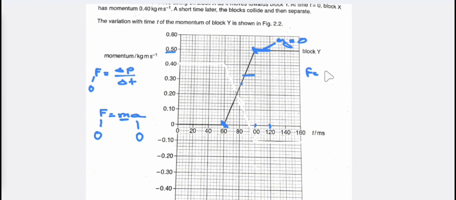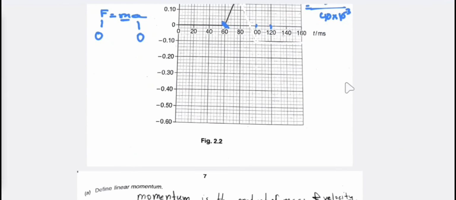So resultant force is equal to change in momentum by change in time. The final momentum is 0.50 minus the initial momentum, that is 0, by change in time. So 100 minus 60, that is 40 millisecond, and milli means 10 to the power minus 3 seconds. So 0.50 by 40 into 10 to the power minus 3.